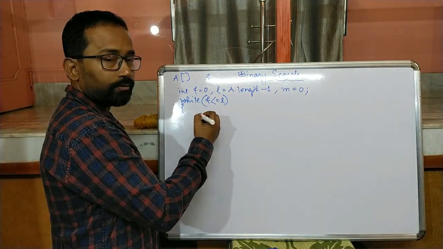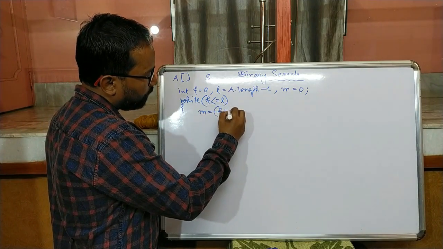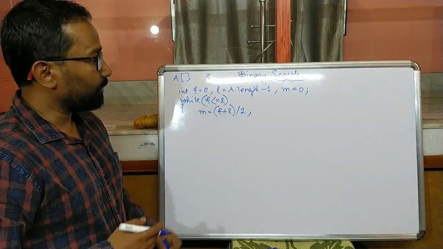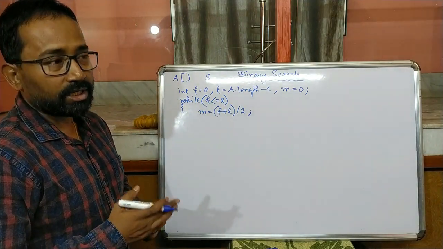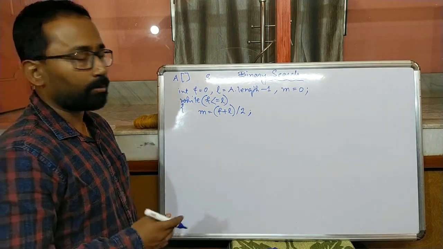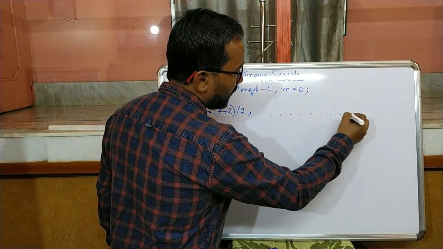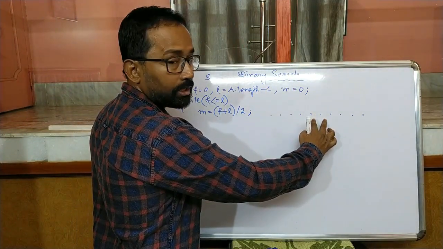In the first statement only, we will find out the index number of the middle element. M equal to (F plus L) by 2. So we will get the float value of the division. If the array has an odd number of elements, no problem, we can easily find the middle index. But think about the situation where the array has an even number of elements, 10 elements: 1, 2, 3, 4, 5, 6, 7, 8, 9, 10. Two middle elements are there, these two. Which one will we consider as the middle element?